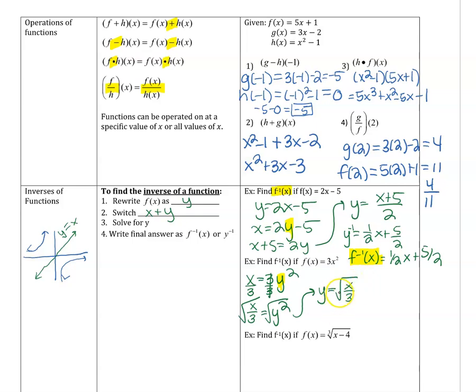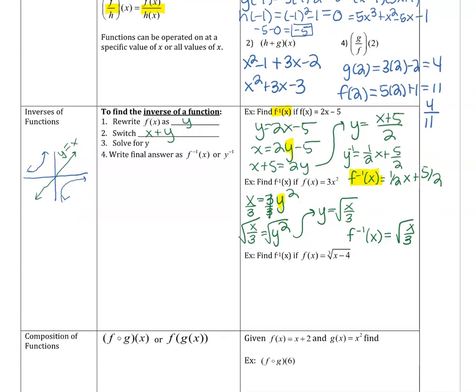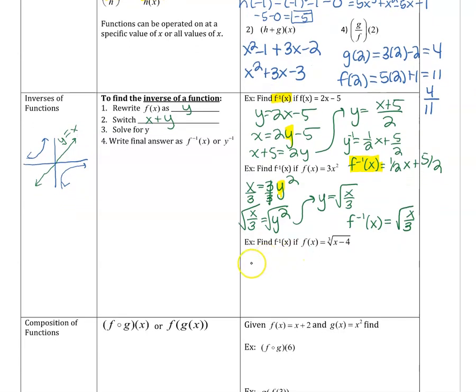Do not bother putting a plus or minus there. You're not solving. And in fact, if you do put a plus or minus, then it would no longer be a function. So just be careful there. Sometimes they'll throw that in a multiple choice to try to trick you. So your inverse is just radical x over 3. Okay, last one. I'm switching x and y.